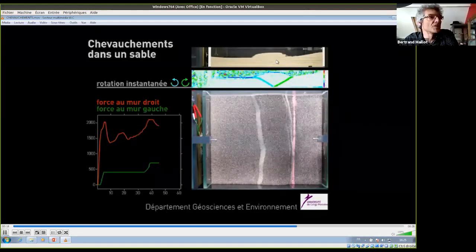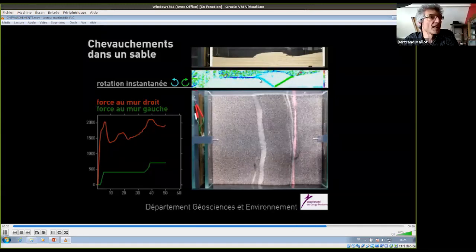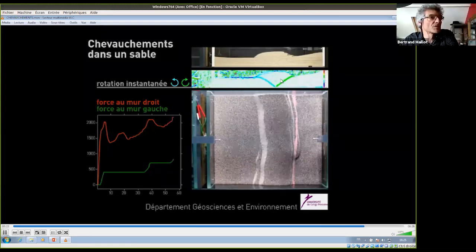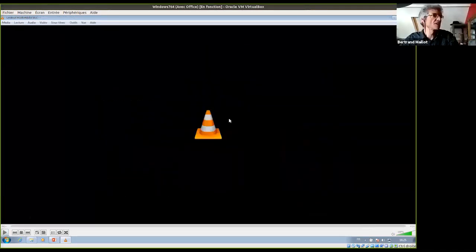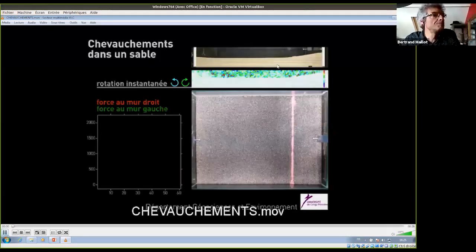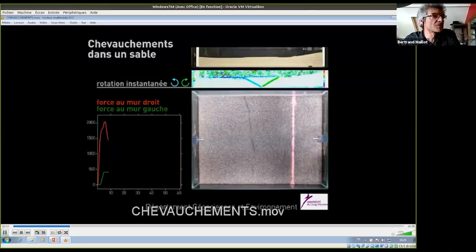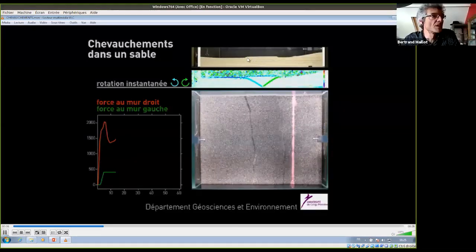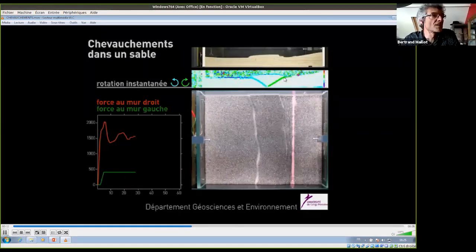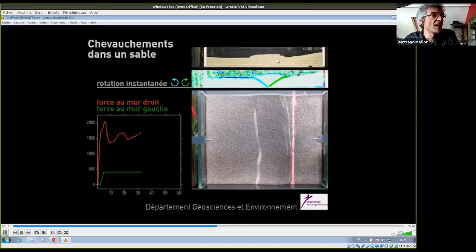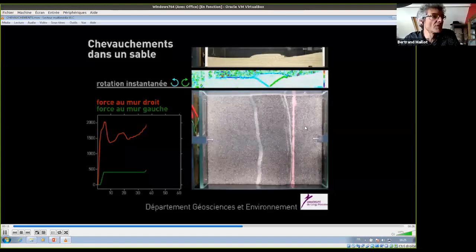We take pictures of this during the experiments, and we do a PIV analysis. So it's a computer analysis of the displacements of the grains. And we show here the rotational of the displacement field, which is a good proxy for showing shear. You see the fore thrust here, the back thrust here, and you see the active shear as this is developing. Okay, we have a top view here of the box.